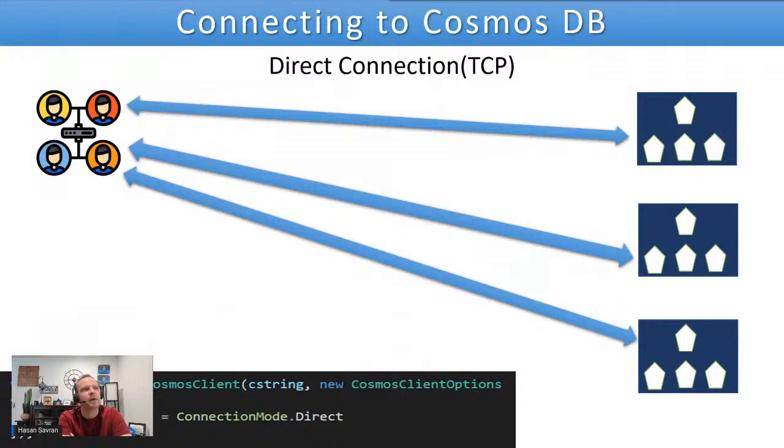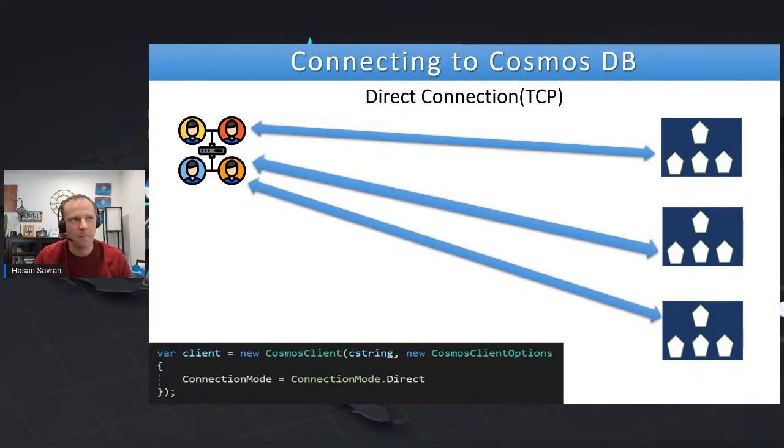For SDK3, the change is direct connection. Direct connection is using TCP, and that pushes more work to the SDK, because now the SDK is the one that has to figure out where the physical partitions are. And if you're on SDK2, you can still use the direct connection if you like.